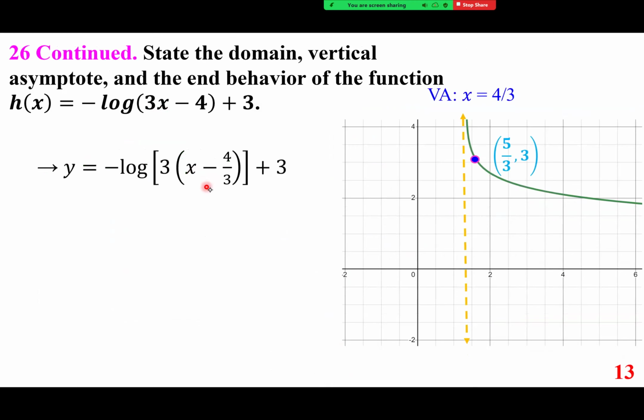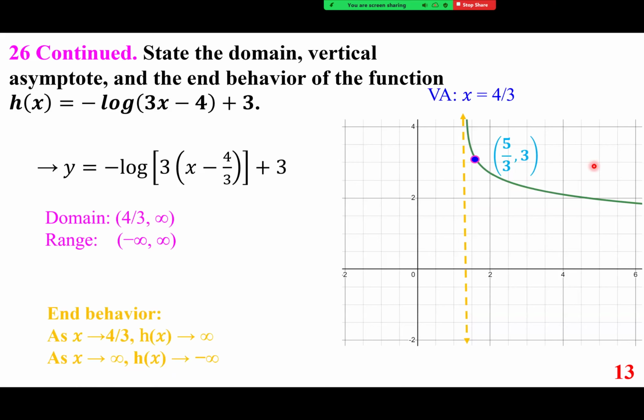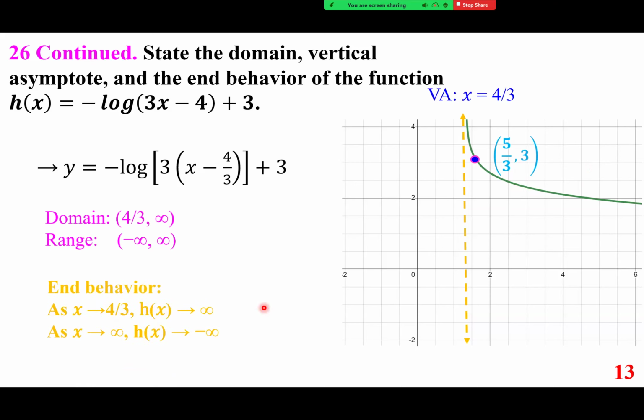And so we should notice that the range hasn't changed. It's still our real numbers, but the domain goes from 4/3 to infinity. Of course, 4/3 is not included. As far as the end behavior, when x goes to 4/3, h of x goes to infinity. When x goes to infinity, y or h of x goes to negative infinity. This one, please understand, which side of 4/3? From the right. So x approaches 4/3 from the right. That is the proper notation we use.